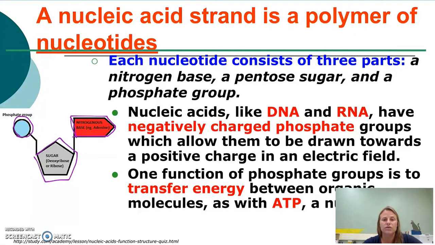Now, the phosphate group is negatively charged, which is going to be important when we go to visit the DNA Learning Center and we do gel electrophoresis. You'll see that the DNA is going to travel down towards the positive side of our gel.